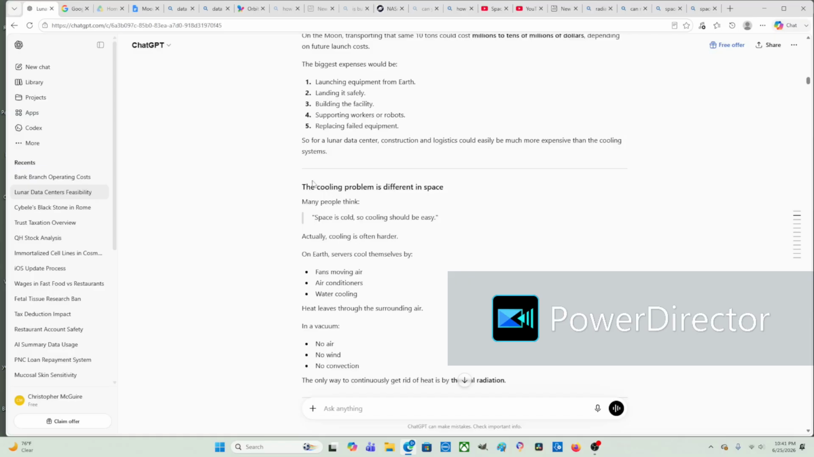Okay, and so this is the part where you get into the aspect of conduction for no-atmosphere planets. On Earth it's convection because there is an atmosphere, but on the moon it is conduction because there is no atmosphere. The cooling problem is different in space. Many people think that space is cold, so cooling should be easy. But however, cooling is often harder in space because there's no wind, there's no atmosphere. You can only cool things through the process of conduction.